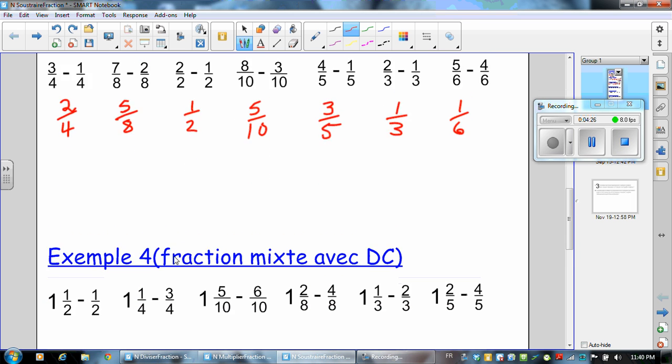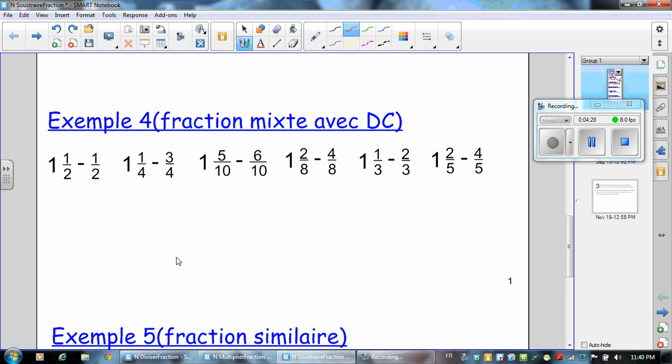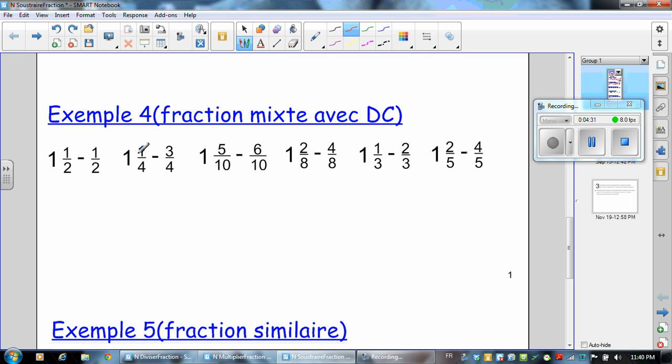Moving on, let's take a look at example 4, a little more complicated. We have mixed fractions and a fraction with the same denominator. So here we have 1.5, and here we have a half. So the difference between a half and 1.5 would be 1. Here the difference between 3/4 and 1 1/4 would be 2/4, or a half.